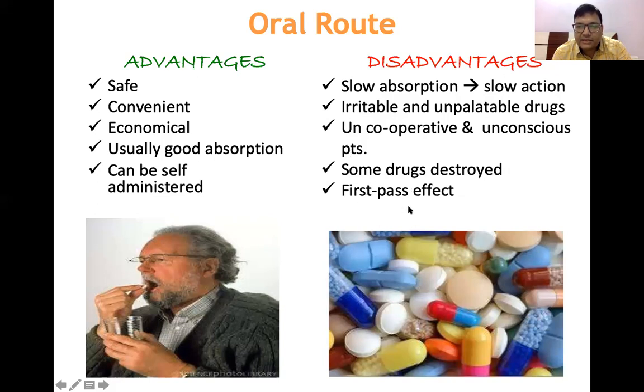Then the first pass effect. That means the drug administered through oral route, after absorption it reaches to the liver where it gets metabolized. So before reaching the systemic circulation, only a certain percentage of the drug reaches to the systemic circulation. So the first pass effect is there, and so we have to give a larger dose of the drug to make it systemically effective.